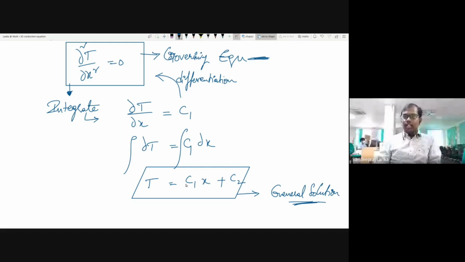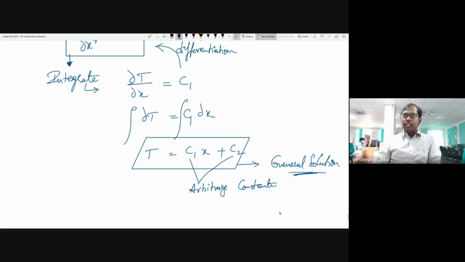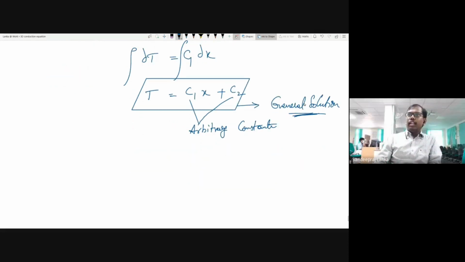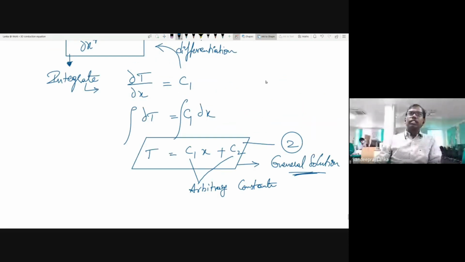In this general solution, you have something called arbitrary constants, C1 and C2. To solve for these arbitrary constants, you have boundary conditions. So that is the use of your boundary conditions. The boundary conditions will help you find out what C1 is and what C2 is. Let me call this general solution equation 2, so that the governing equation can be called 1.